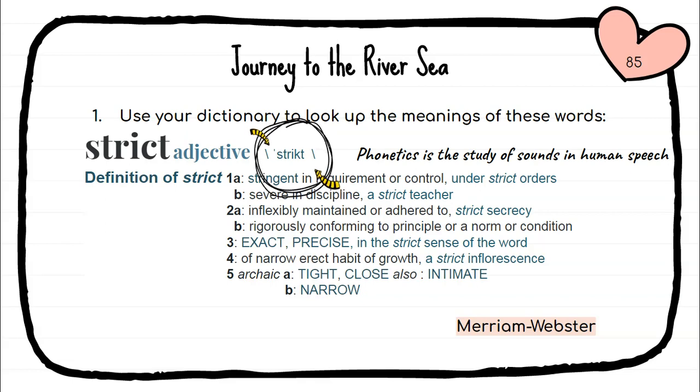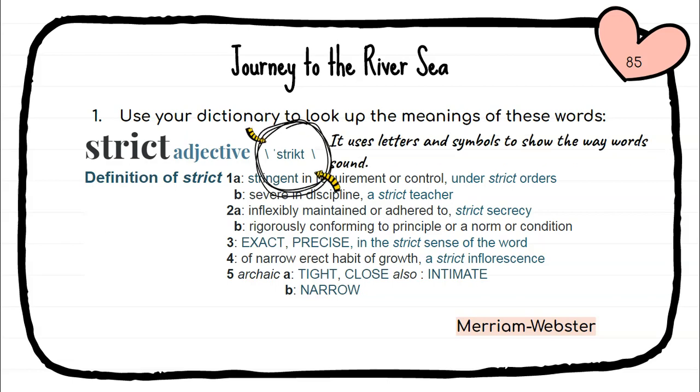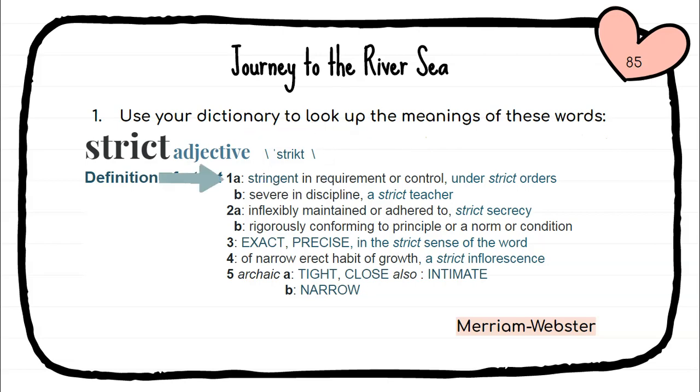So you can actually go to university and study phonetics as a subject. You can see it uses letters as well as symbols to show the way words sound. So it's more specific and accurate to use phonetic symbols than to use the actual alphabet that we learn at school. It distinguishes between different sounds more specifically than our alphabet.